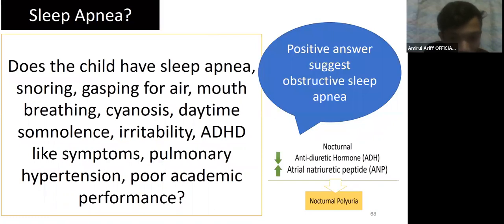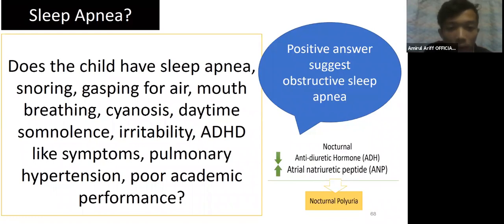Next, we need to ask regarding OSA as well, obstructive sleep apnea. At first I read about this. It states that OSA is an important cause that leads to enuresis as well. But initially, I wondered why two not really related systems can cause enuresis. The proposed mechanism is that OSA can lead to reduction of nocturnal antidiuretic hormone, or nocturnal ADH, and also an increase in ANP, atrial natriuretic peptide. This will lead to increased production of urine, which leads to nocturnal polyuria.